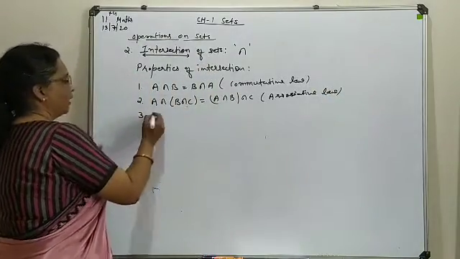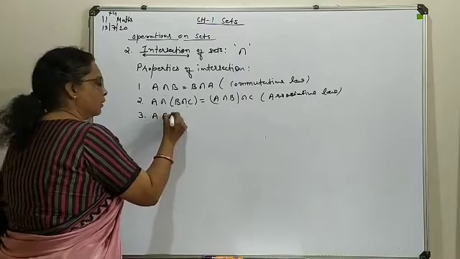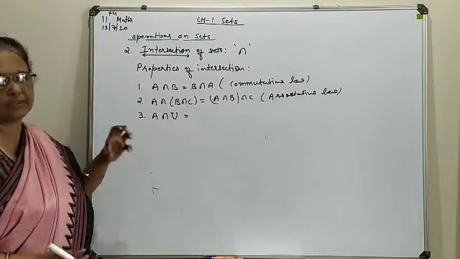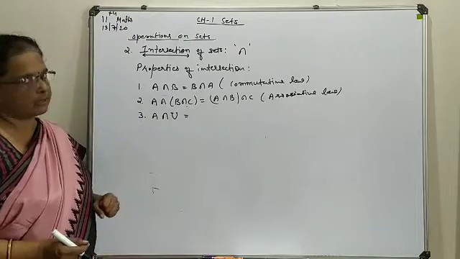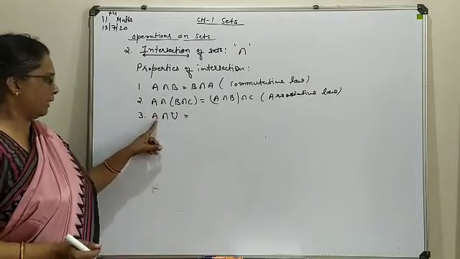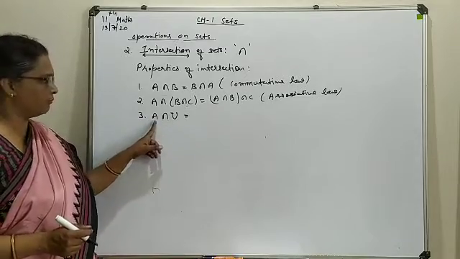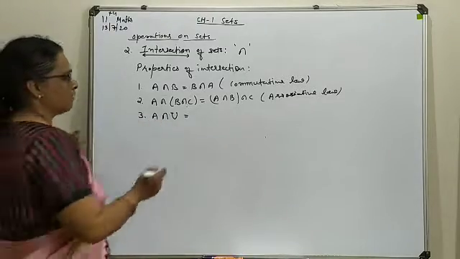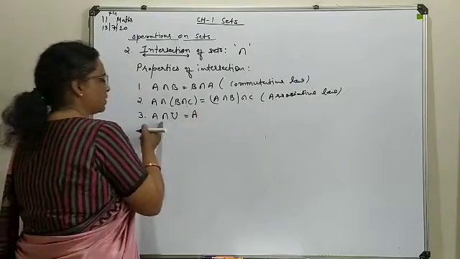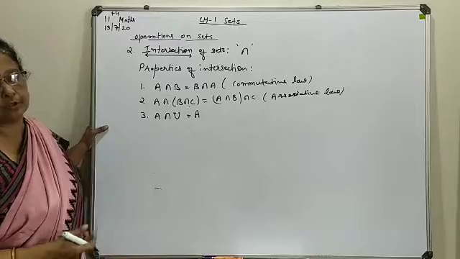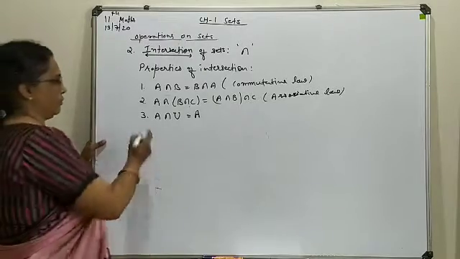Third, if A intersects with a universal set, when you write an intersection you will pick the smallest one. So obviously A is a part of U. So the intersection of the universal set with any set gives the answer A. This is a property you can use for solving either theorem-based questions or theoretical questions.